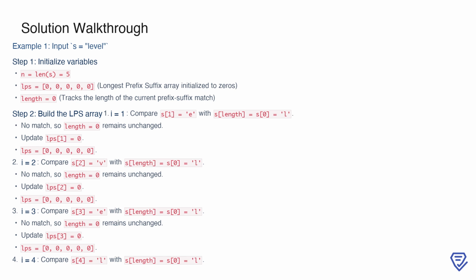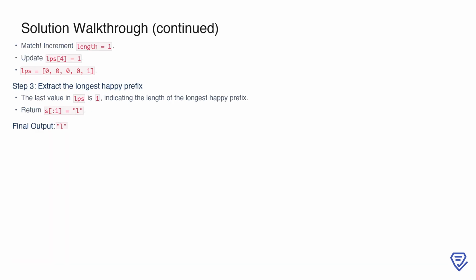For i equals 3, we compare s[3], or E, with s[0], which is L. Once more, there's no match, so length stays 0, and LPS[3] is updated to 0. The LPS array remains 0, 0, 0, 0, 0. Finally, for i equals 4, s[4], which is L, is compared with s[0], which is also L. Here, we have a match between s[4] and s[0]. As a result, we increment length to 1, and LPS[4] is updated to 1. The LPS array now becomes 0, 0, 0, 0, 1.